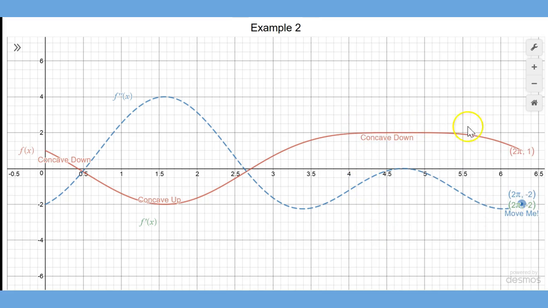Now notice how this flattens out here for a lot longer than here. And that's because the first derivative is also 0 there. It's called a stationary point then.